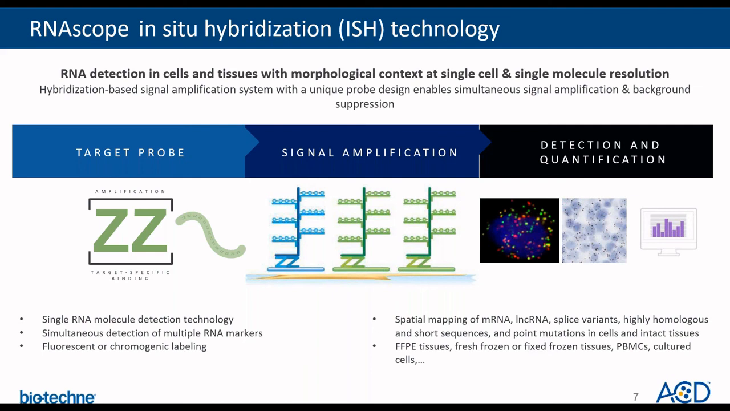The assay allows for spatial mapping of mRNA, long non-coding RNA, splice variants, point mutations, and highly homologous and short sequences in cells and intact tissues, all of which can be visualized with either fluorescent or chromogenic labels. The assays can be performed on a wide variety of sample types, including FFPE tissues, fresh frozen or fixed frozen tissues, PBMCs, and culture cells.